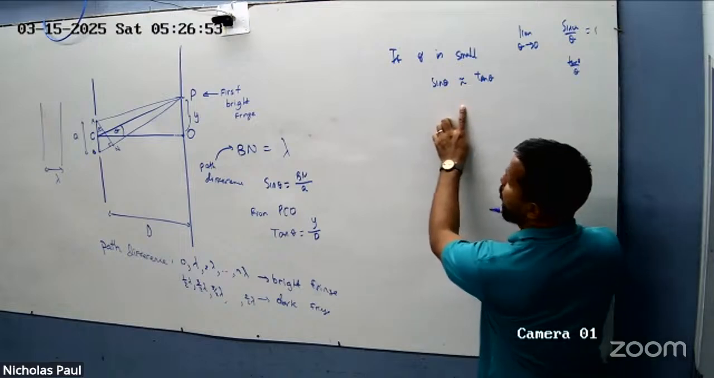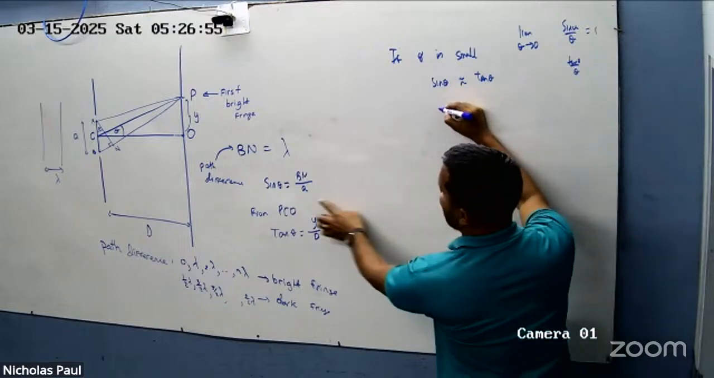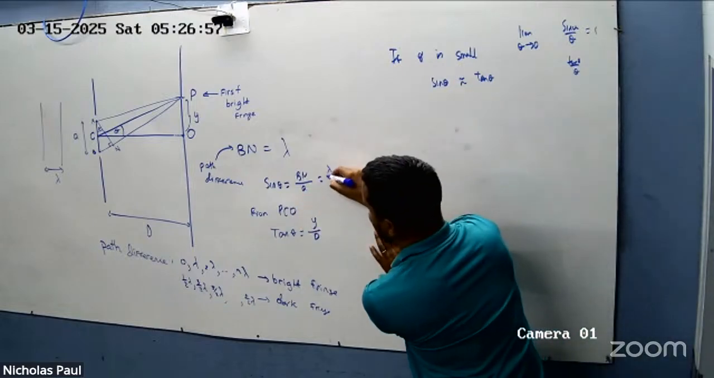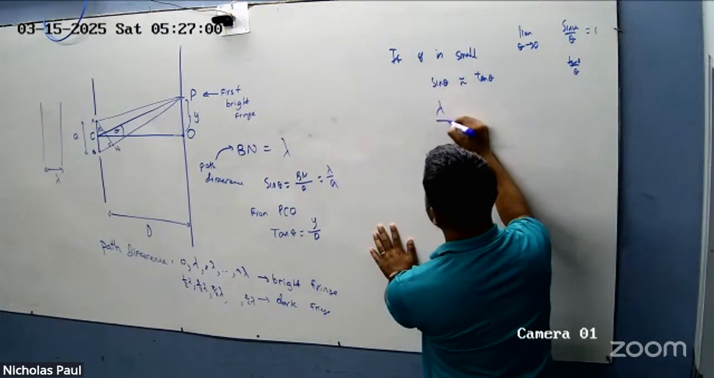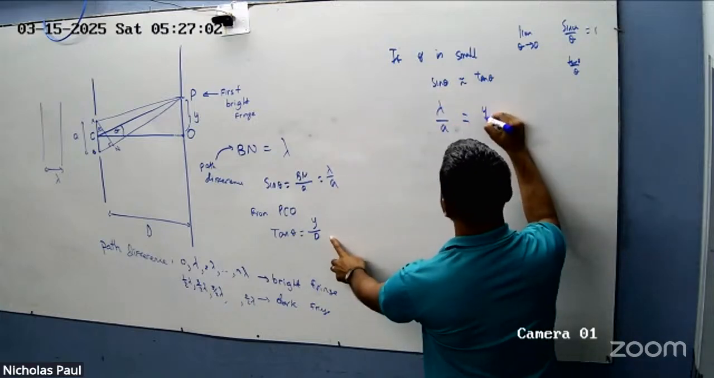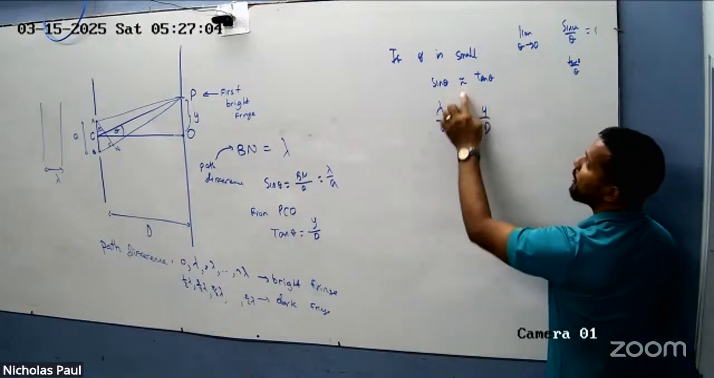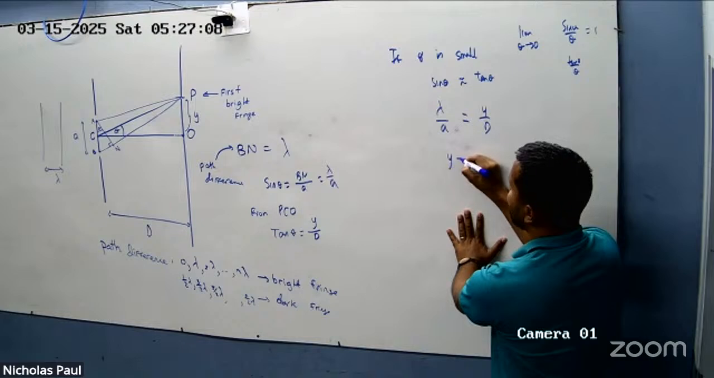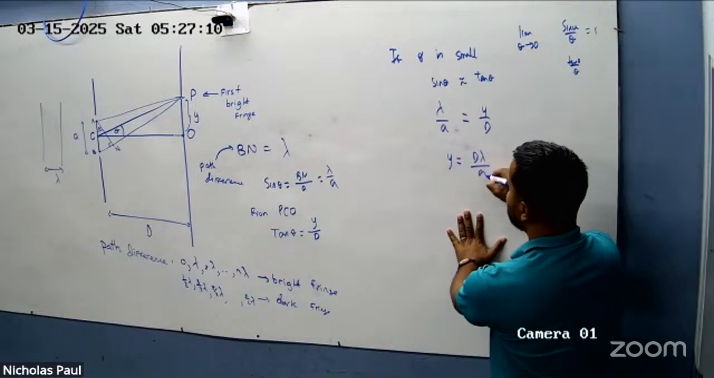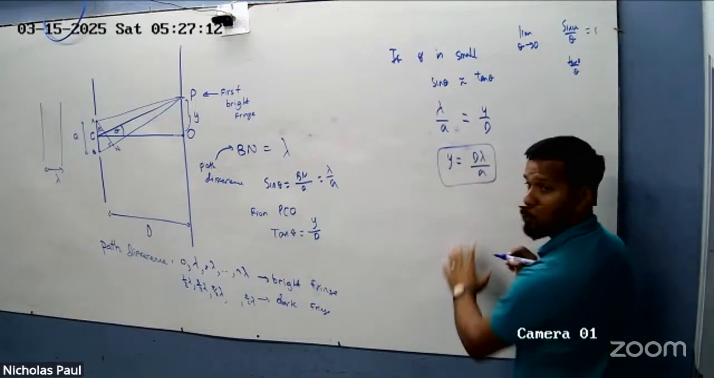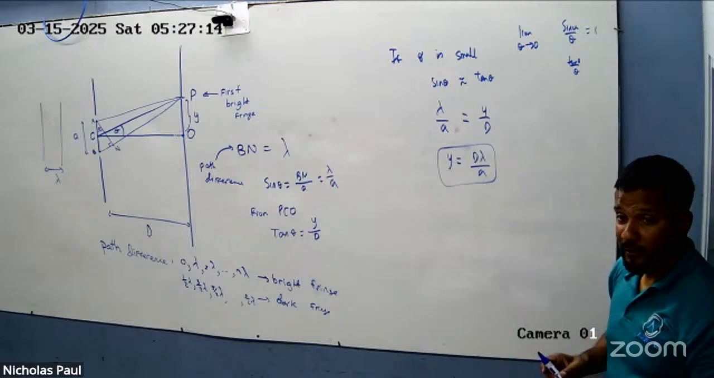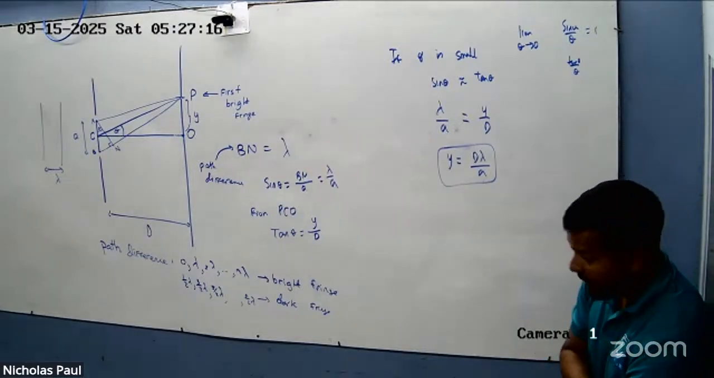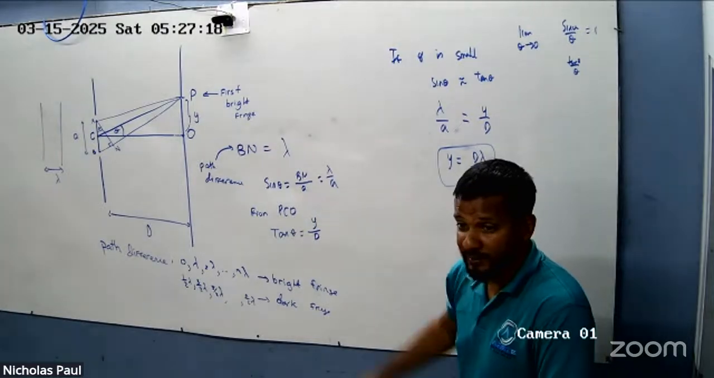So what does that say? That says that BN is lambda on A. That says that lambda on A is equal to y on D. Please note it's approximately. If I rearrange this formula, I'll get y is equal to D lambda on A. This is on the syllabus and they're asking to prove it.